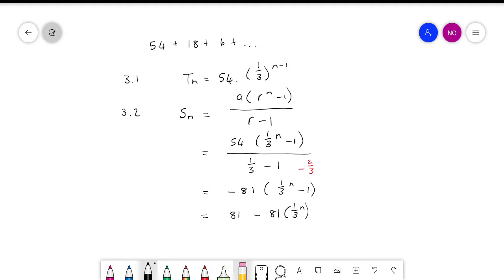Okay. Then for 3.3, what does that tend towards if n tends towards infinity.